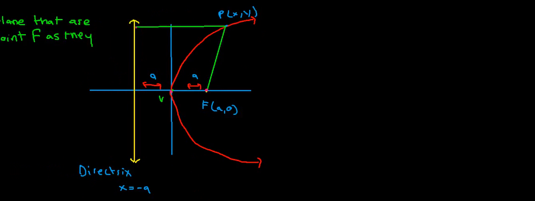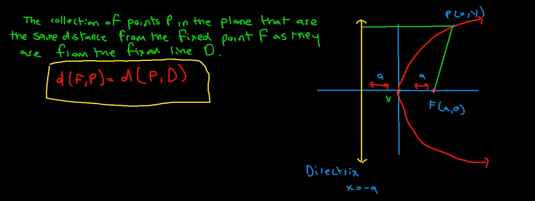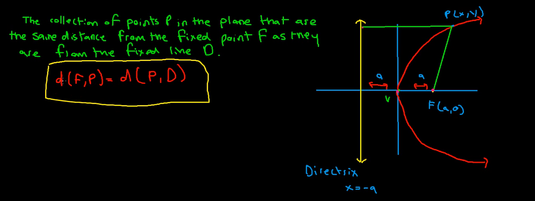Now mathematically, this statement can be written as the distance from the focus to a point must be equal to the distance from the point to the directrix. And that is what this here says. I've got a collection of points, x, y. I have one drawn out here. This distance must be equal to this distance for all of them. So this distance equal to this distance.